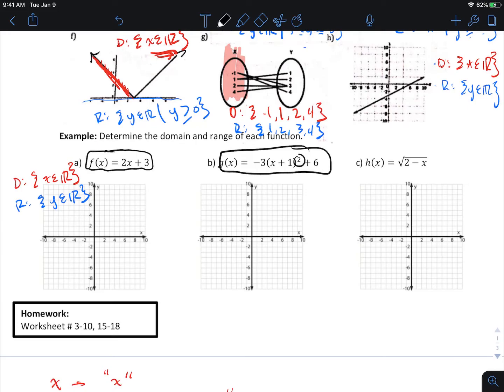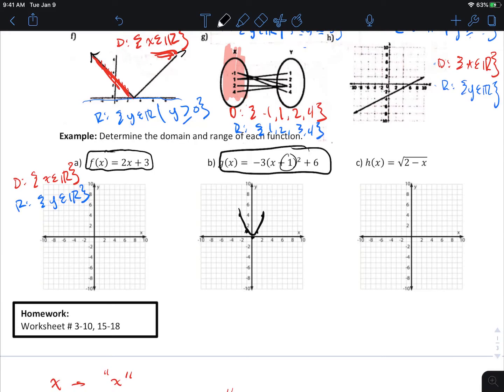Anytime I see the square, it's a parabola, right? Just a quadratic. So the original quadratic looks like this: (0, 0), (1, 1), (-1, 1), (2, 4), (-2, 4). There's your original parabola. What's happened to this thing? There's a whole bunch of transformations on it, right?